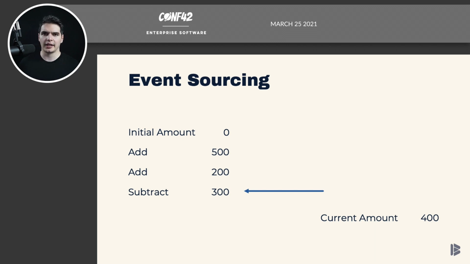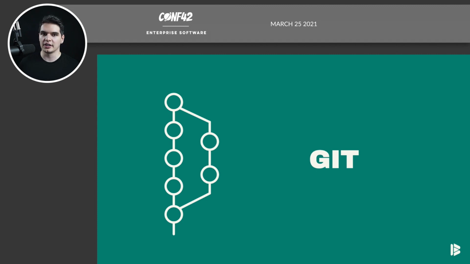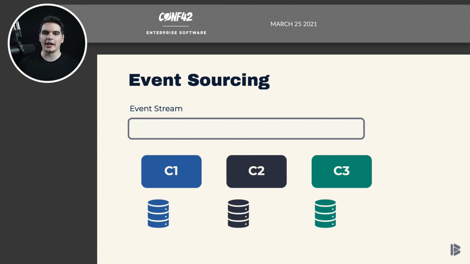You may think that this pattern is rather new, but we're actually using it for quite some time now. To give you an example, Git is actually an event sourcing system. We always retrieve the latest version of our code base by replaying commits from the log. So, why is this pattern so powerful? Well, it solves our data access problem.